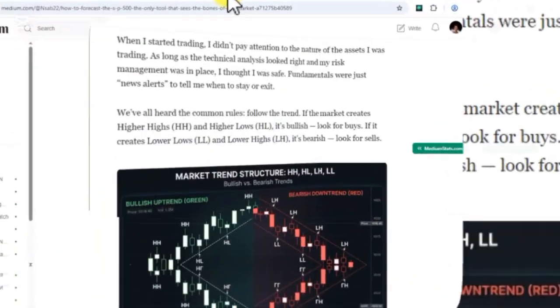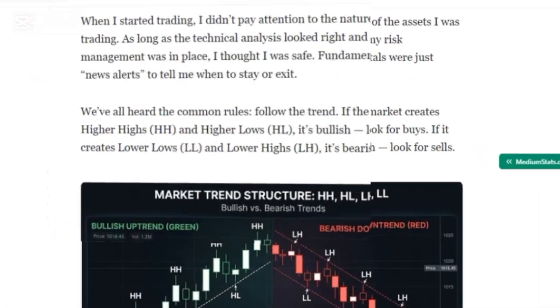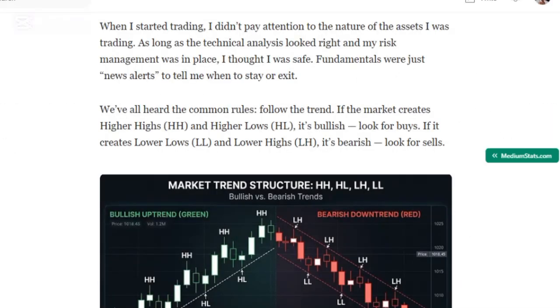When I started trading, I did pay attention to the nature of the assets I was trading. As long as the technical analysis looked right and my risk management was in place, I thought I was safe. Fundamentals were just news alerts to tell me when to stay or exit. And we have all heard the common rules for the trend.